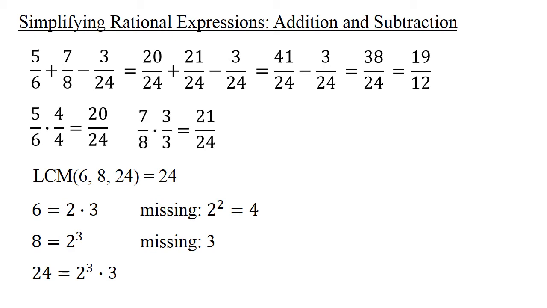And we did the same thing with the 7/8. We said, what was the bottom missing? It was missing 3. So we multiplied top and bottom by 3, and that gave us our 21 over 24. And then we added those fractions together, we subtracted, and we got 38 over 24.